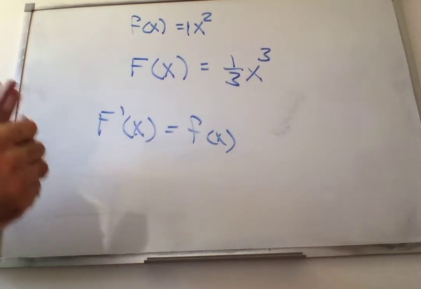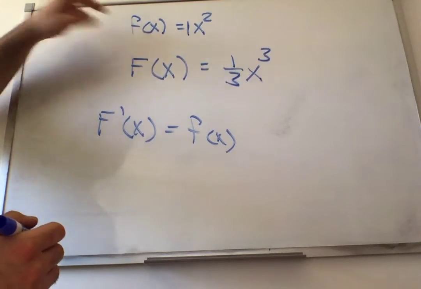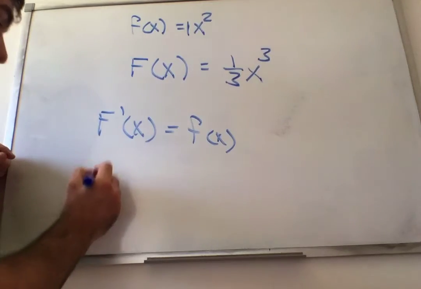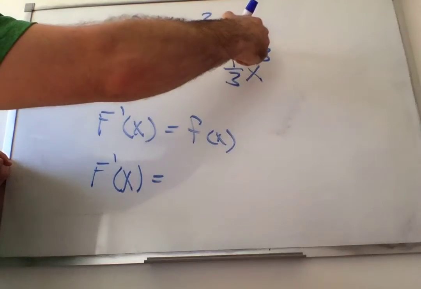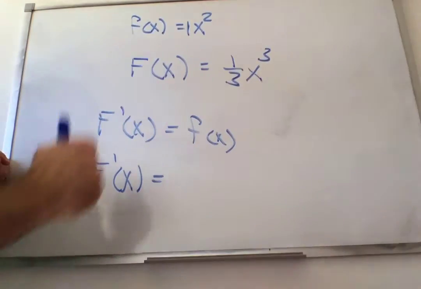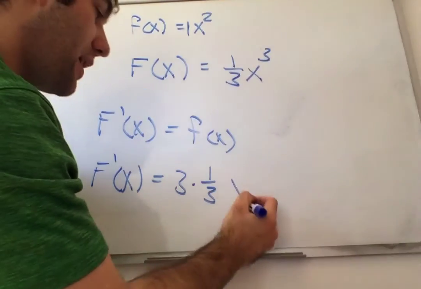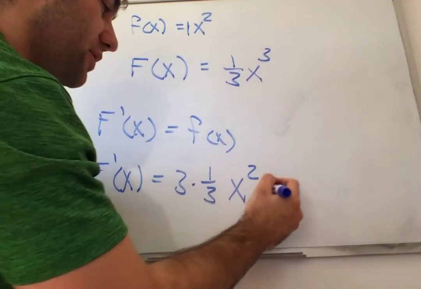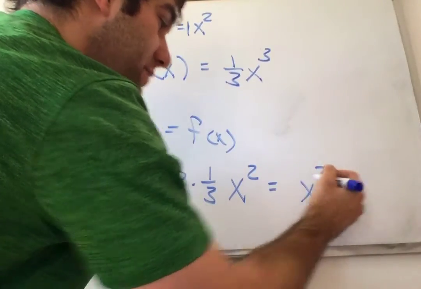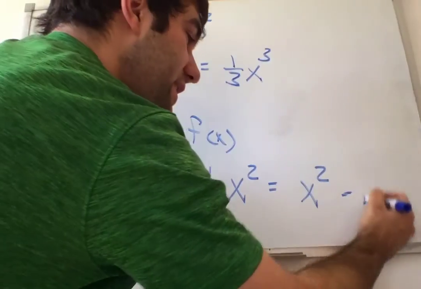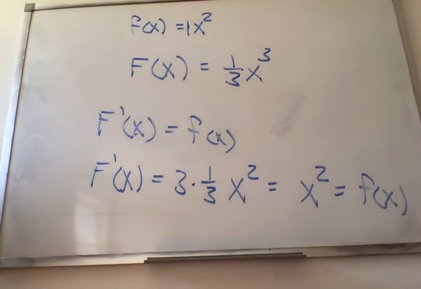Okay, so let's go ahead and check. Make sure that if we take the derivative of this, we do get back little f of x. Well, big F prime of x is equal to, just apply the power rule. The exponent times the number out in front, 3 times 1/3, x, and I'm going to drop 1 power. So 3 times 1/3 is a 1. 1 times x squared is just x squared, which is equal to little f of x.